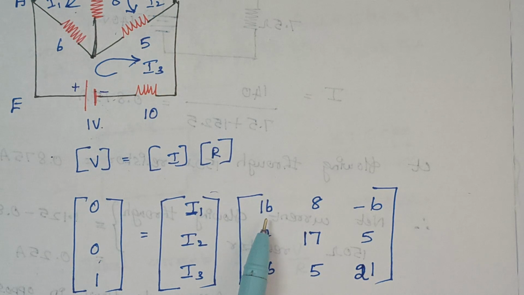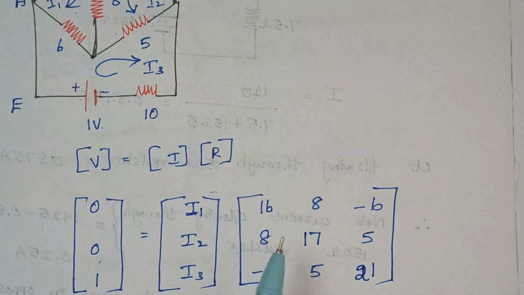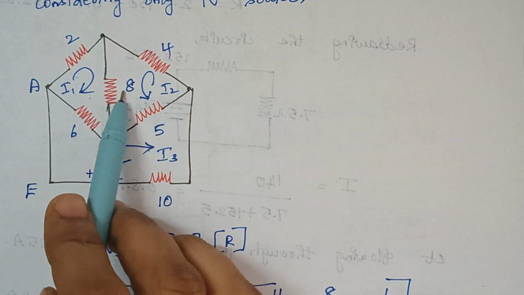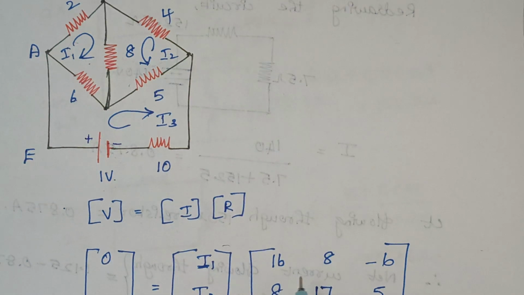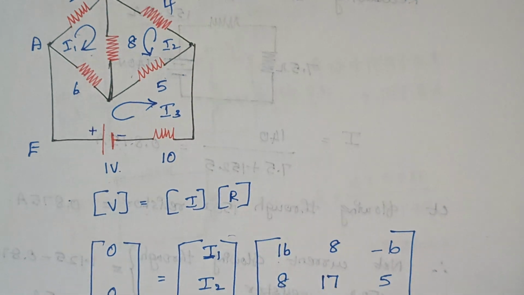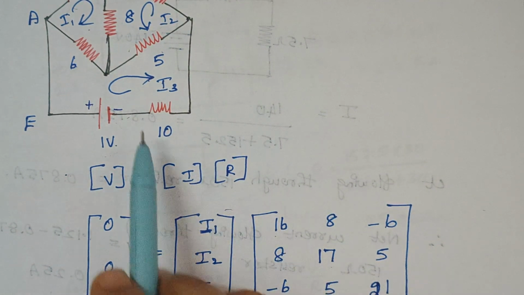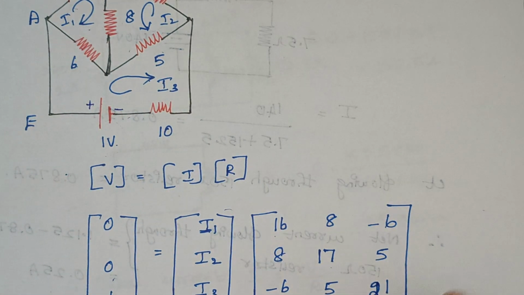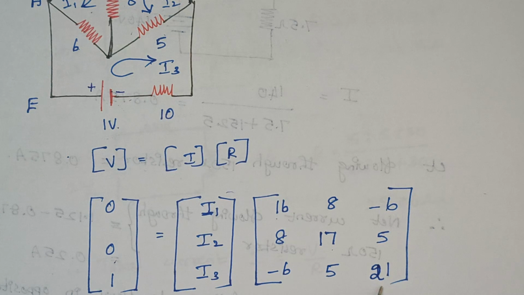So I believe you people will remember this type of sum we had already solved. So the diagonal elements are nothing but the sum of elements present in that loop. So when you look at loop 1, you see it is 2 plus 8 plus 6, which is nothing but 16. Again when you look at the second loop, it is 4 plus 8 plus 5. So that gives 17. So I had written here. And for the third loop, you see it consists of 6, 5 and 10, which is nothing but 21. So these diagonal elements are nothing but the sum of the resistors present in their respective loops, right?